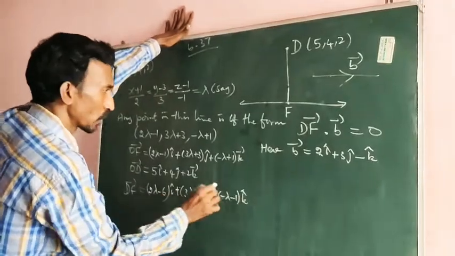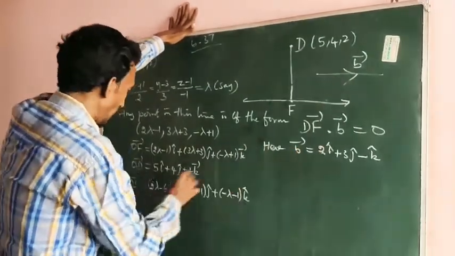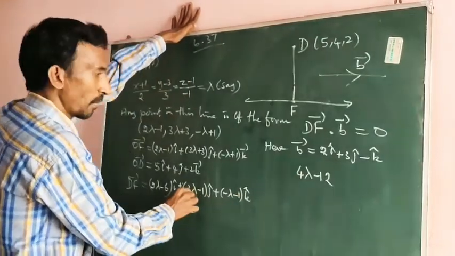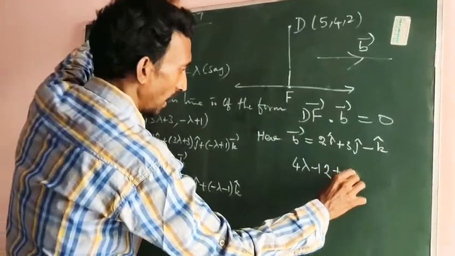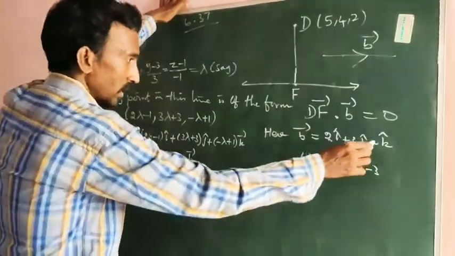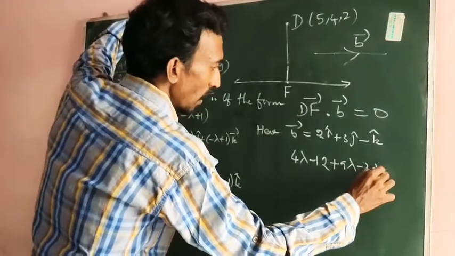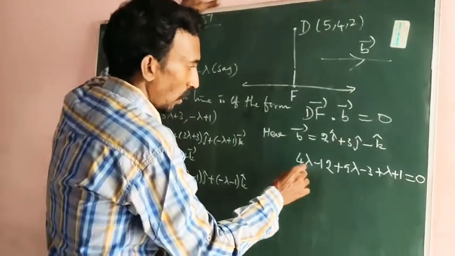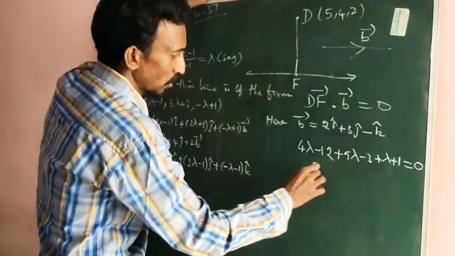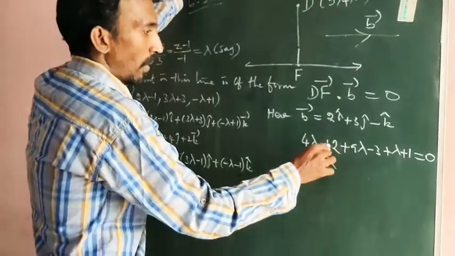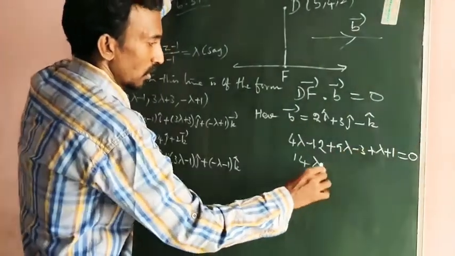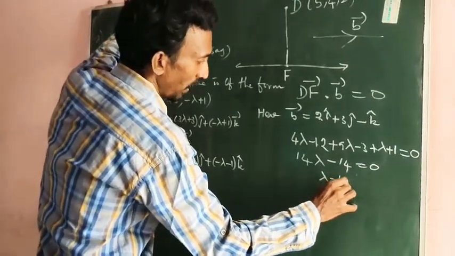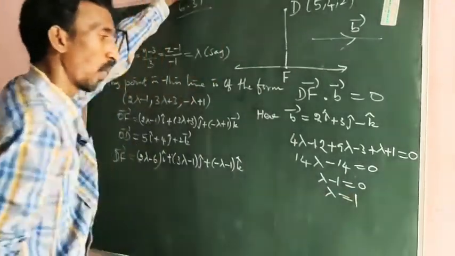So take the dot product of these two. 2 into (2 lambda minus 6), so 4 lambda minus 12. (3 lambda minus 1) into 3, 9 lambda minus 3. Minus into minus becomes plus: plus (lambda plus 1) equal to 0. So 4 lambda, 9 lambda, 1 lambda, so 14 lambda minus 15 plus 1, so minus 14 equal to 0. So we get lambda minus 1 equal to 0, lambda equal to 1.